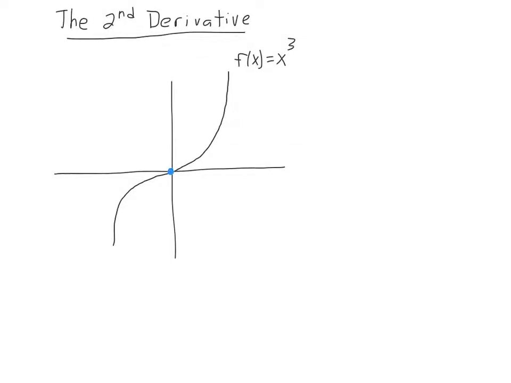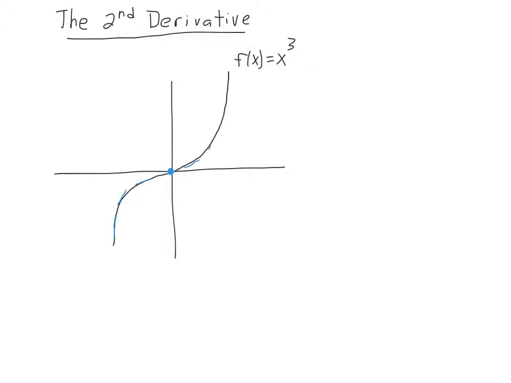Okay, in this video we're going to take a look at the second derivative and explore what it tells us. But first let's take a look at this function f of x, which is equal to x cubed, and let's focus on the first derivative. Now recall the first derivative represents the slopes of our tangent lines.